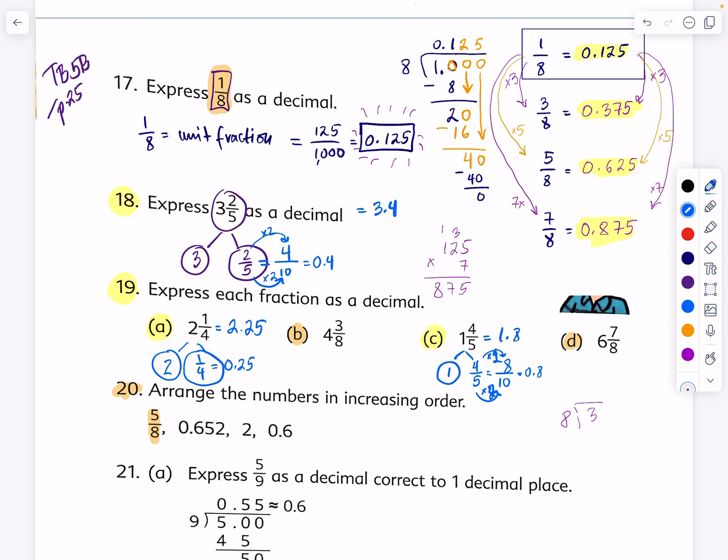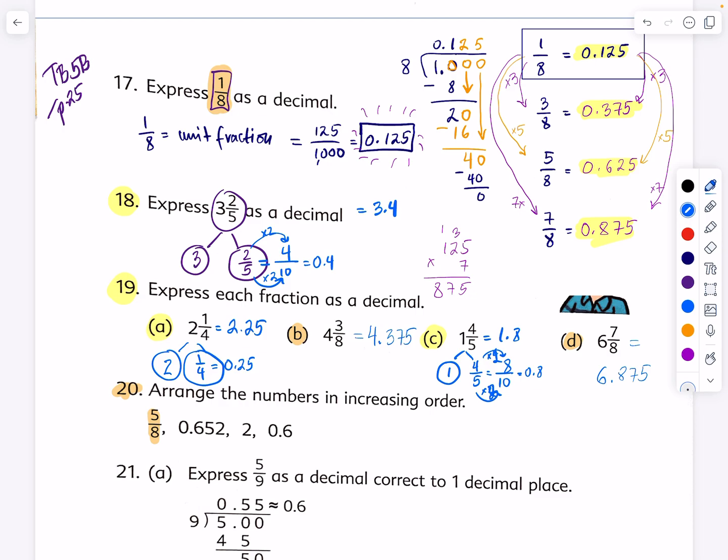Let's jump to 19b. We have 4 and 3/8, which is the same as 4.375. D. We have 6 and 7/8. Well, that will be 6.875.